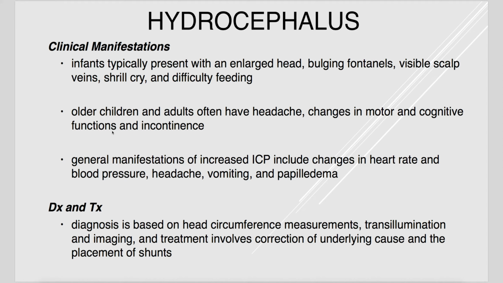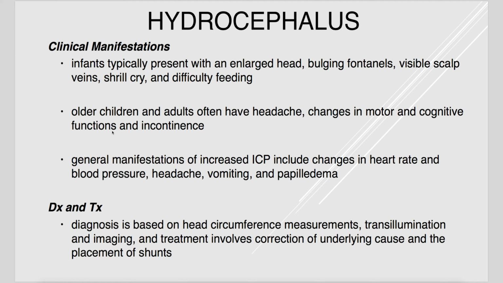Adults and older children have headache, cognitive changes. Incontinence is actually a really important finding. Changes in motor function. The list goes on. Now, general manifestations of increased intracranial pressure, regardless of cause, are things like changes in vital signs, headache again, papilledema, which is the swelling of the optic nerve due to the increased pressure, nausea, vomiting, again changes in cognition, lots and lots of manifestations.